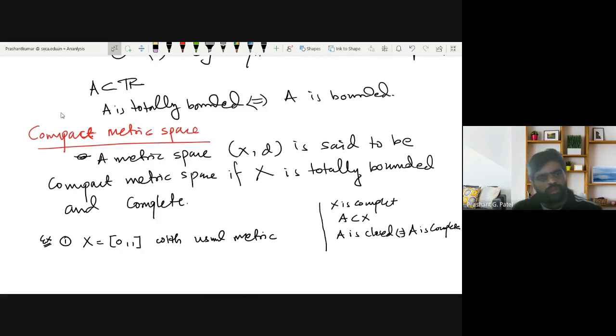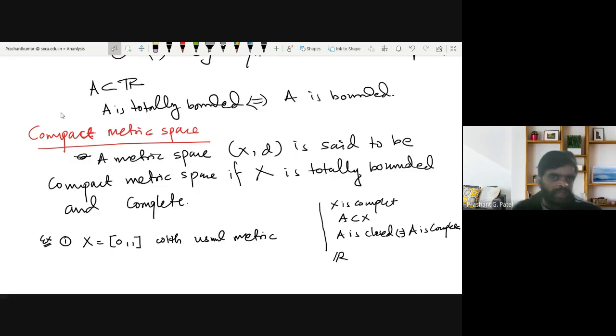So here this closed interval [0, 1] is a subset of R, and under R, this set A is a closed set, the closed interval [0, 1]. So it will be a complete space.